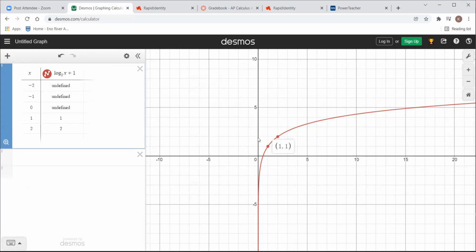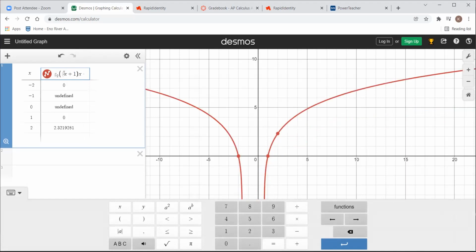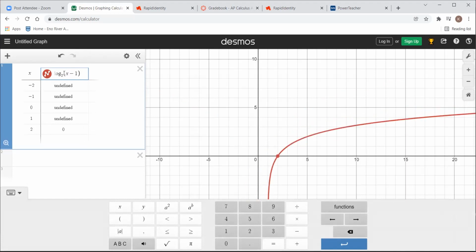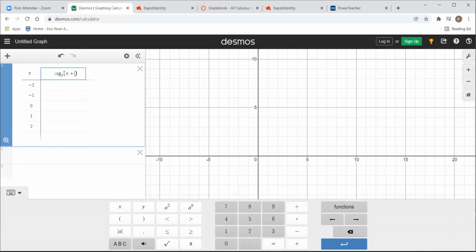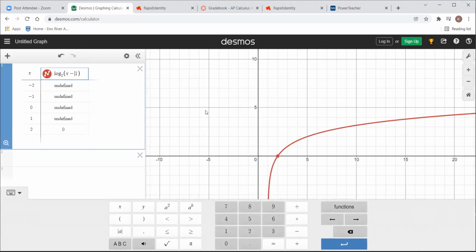It's got that vertical asymptote like I expect. It's got the point 2, 2. So I think the answer might be A. Let's make sure it's not any of the other answers. It's definitely not B. Let's check and see if it's C. Doesn't look like C. Yeah, it definitely looks like A. So I think number 89 is A.